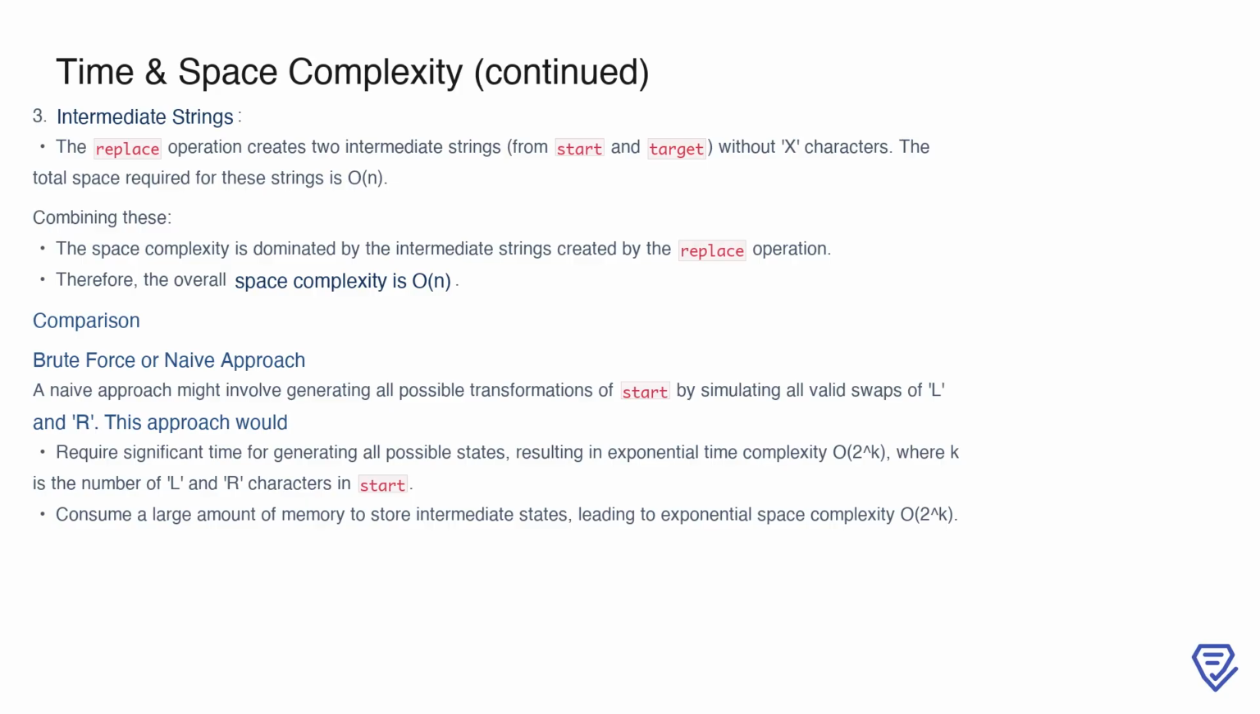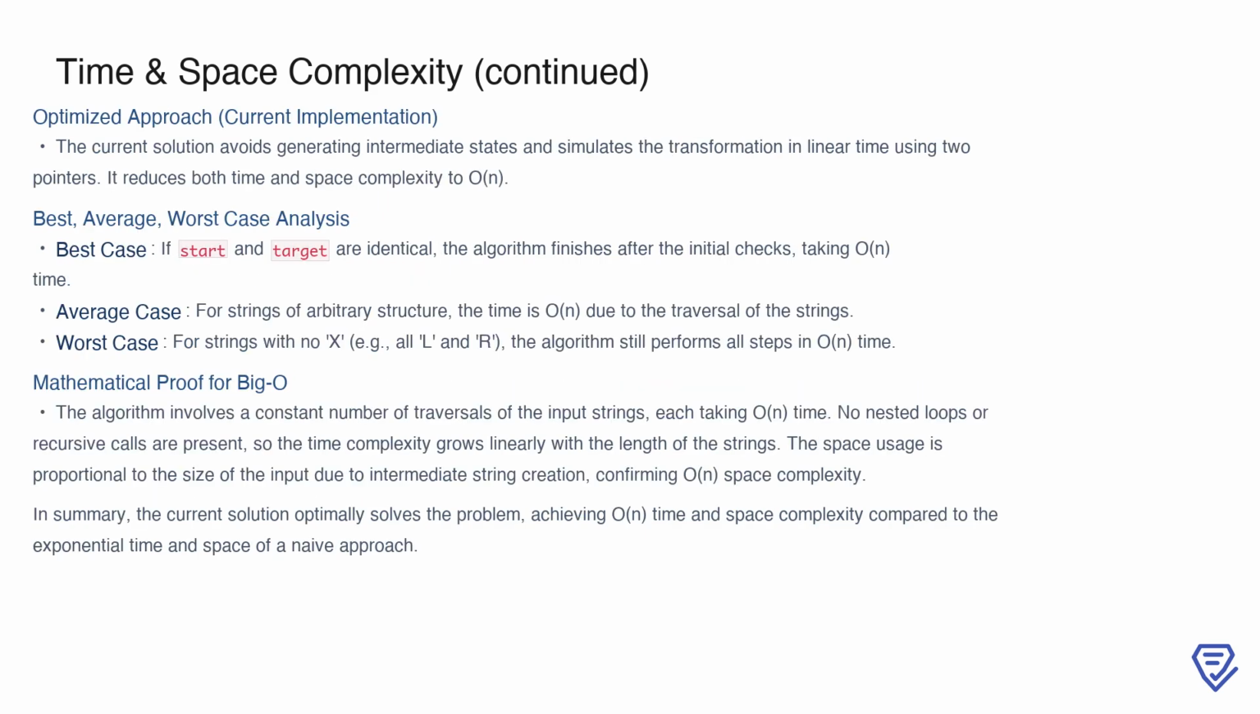To provide some context, a brute force approach to solving this problem would involve generating all possible transformations of the start string by simulating every valid swap of L and R. This would result in an exponential time complexity of O(2^k), where k is the number of L and R characters, as well as exponential space complexity to store intermediate states. Clearly, this would be highly inefficient compared to our current approach. The optimized solution avoids generating intermediate states entirely and simulates the transformation in linear time using the two-pointer strategy. This reduces both time and space complexity to O(n), making it far more efficient.